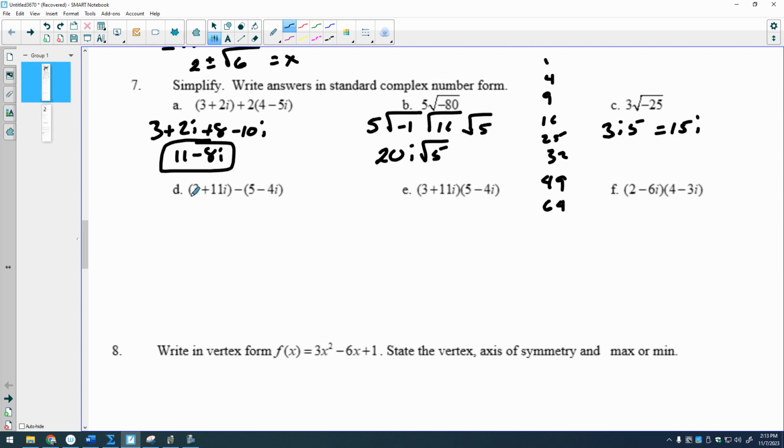Okay, combine like terms. 3 minus 5 is a negative 2. 11 minus a negative 4 is 11 plus 4, which is 15i.